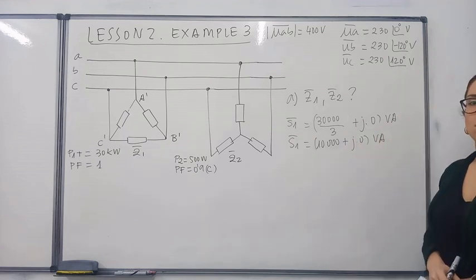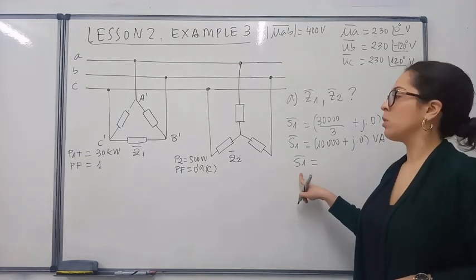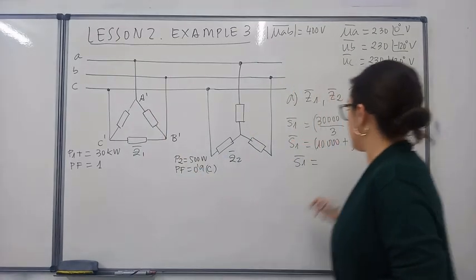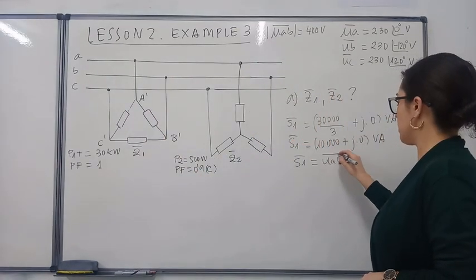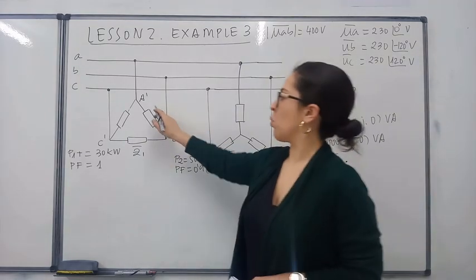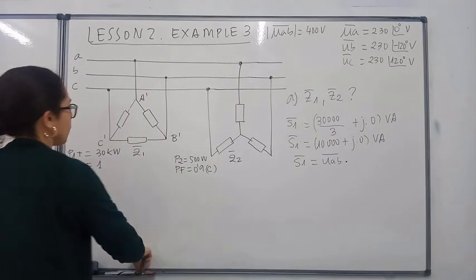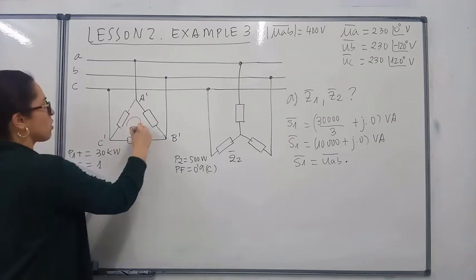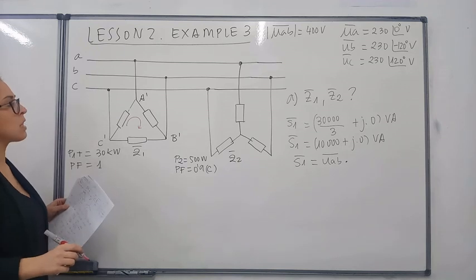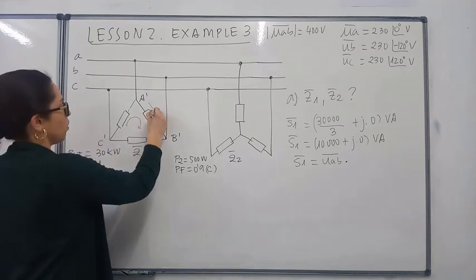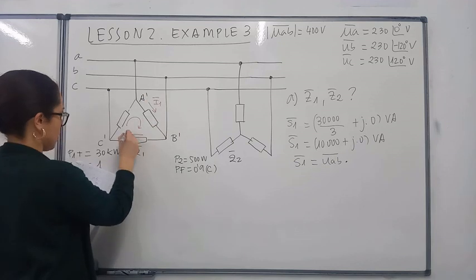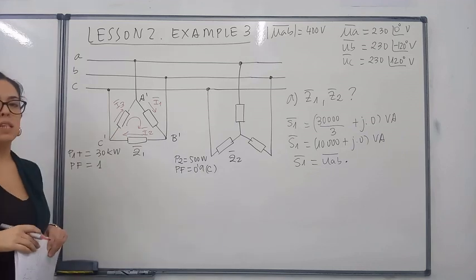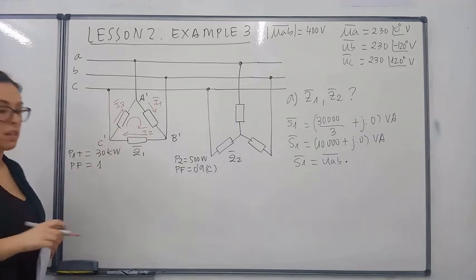Now the complex power is the product of the voltage here multiplied by the current here. Let's first name the currents in the sides of the delta. We are going to suppose this sense for the currents in the delta, and we are going to call this current I1, this current I2, and this current I3. These are the phase currents in the sides of the delta.